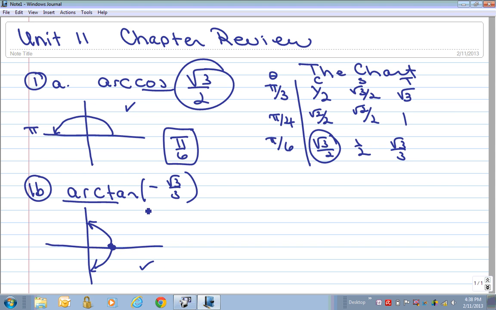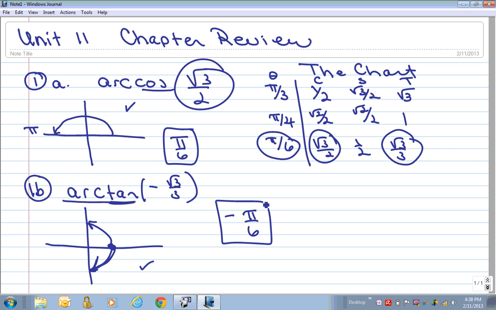The next thing we do is go to our chart and ask, where is tangent the square root of 3 over 3? That would be right here, except that it is negative, so it's in this quadrant. We're moving in a negative direction, and that would be at pi over 6, but because it's in a negative direction, it would be negative pi over 6. All right, let's keep going.